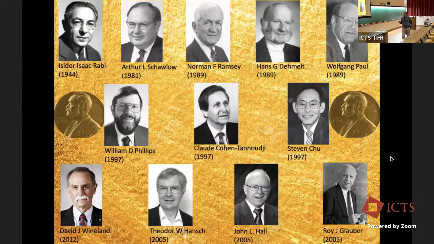Now let's see how many Nobel Prizes there have been for related techniques used in atomic clocks. Not exactly on that, but the techniques used to develop atomic clocks at different levels. It starts with Rabi, then Ramsey and Solow, then Hans Dehmelt and Wolfgang Paul for ion trapping. Then Bill Phillips, Claude Cohen-Tannoudji, and Steve Chu got it for laser cooling, which is used in fountain clocks, trapped ion clocks or lattice clocks.